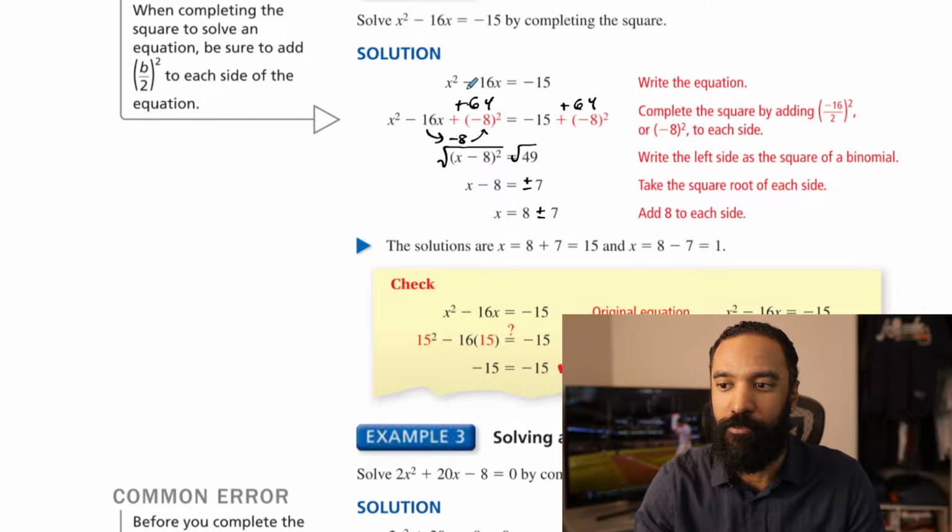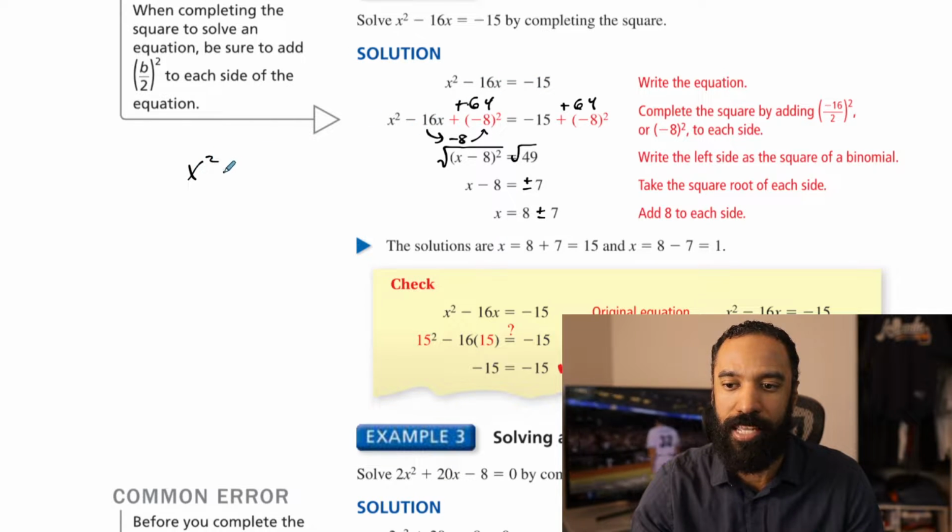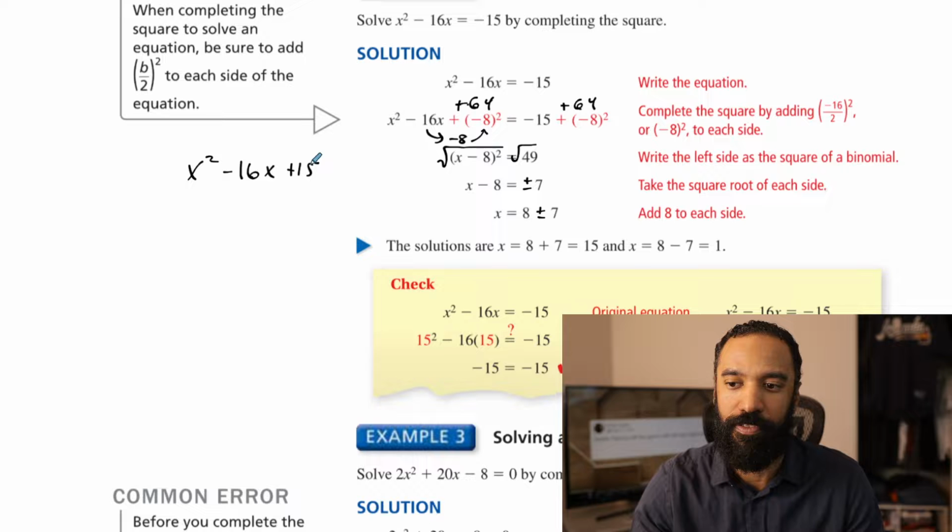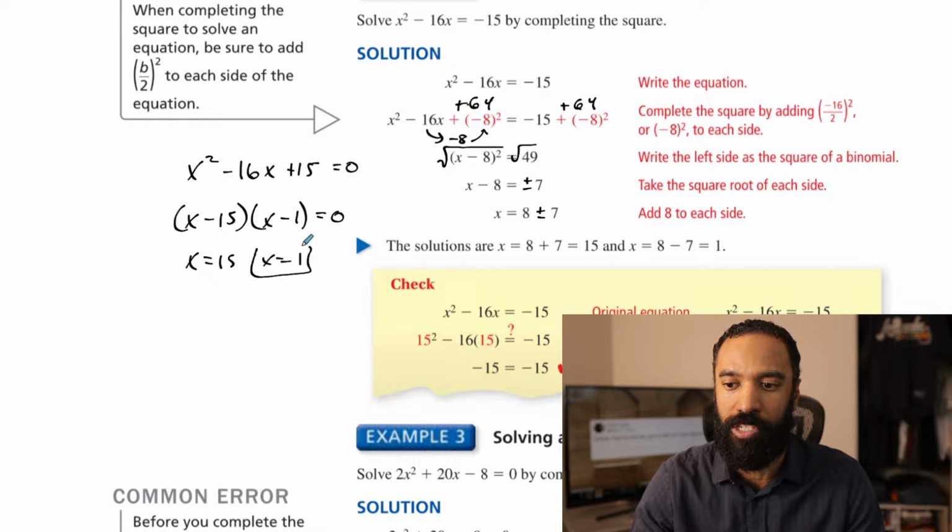That also means that this would have been factorable if I added 15 to both sides. X squared minus 16x plus 15 equals 0, and this factors into x minus 15 times x minus 1, which means x equals 15 and x equals 1, the same two answers they got before.